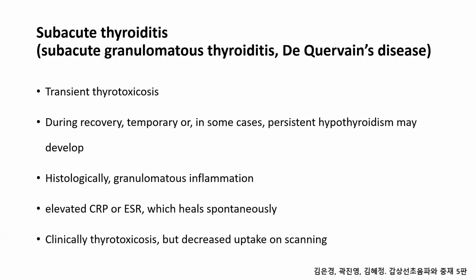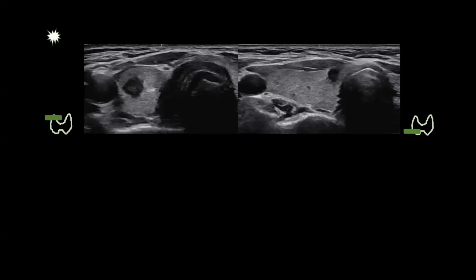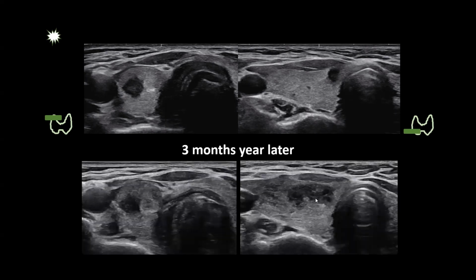There are 2 important cautions to consider in cases of subacute thyroiditis. This patient had 2 cancers in the right thyroid. While preparing for surgery, the patient developed subacute thyroiditis. The cancer in the upper thyroid was easily visible because it was not affected by inflammation. But the cancer in the lower thyroid was more difficult to distinguish due to the overlying inflammation.